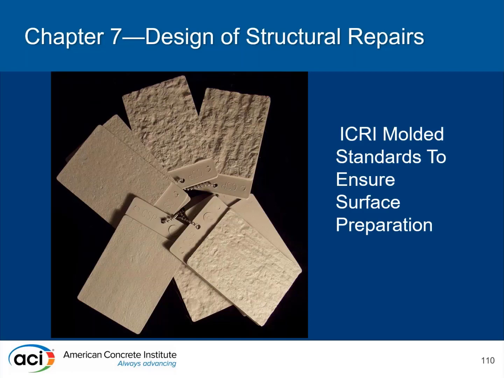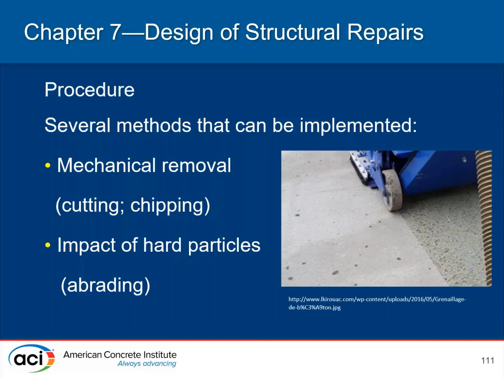ICRI has molded standards to help visually observe and identify the level of surface profile, and these are called CSP, concrete surface profile chips, labeled 1 through 10, and they get progressively higher amplitude as you go from 1 to 10. Visually, these chips are used on a construction site to compare what has been done to what the requirements in the specifications might be, or what the requirements of the repair material manufacturer might be.